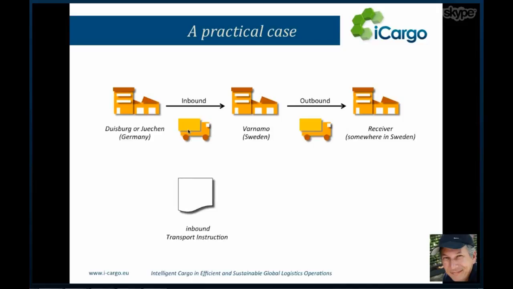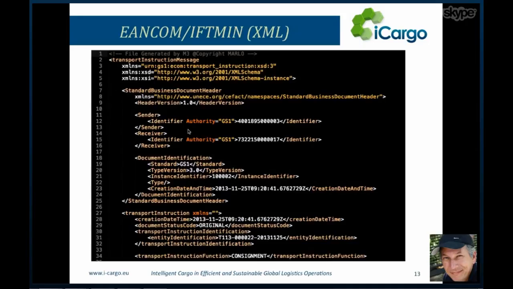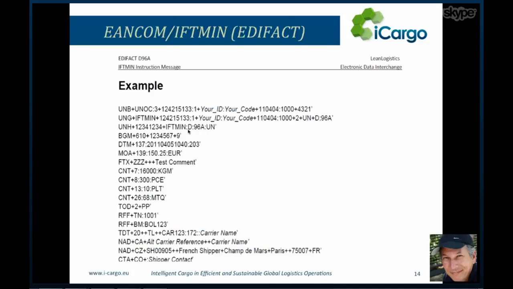For the information, we used the existing inbound transport instructions, which are based on a GS1 message standard. And here's an example of the XML version of the transport instruction that we used. But for another pilot with Unilever, we use the same message standard, but in EDIFACT format, just to illustrate that different kinds of messages can be used, and the only common denominator is the uniform iCargo REST API.